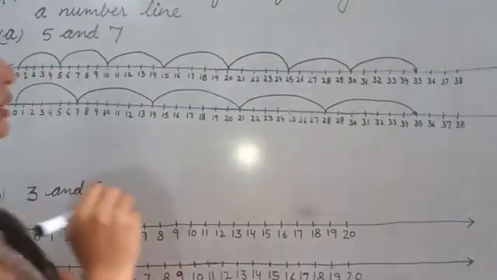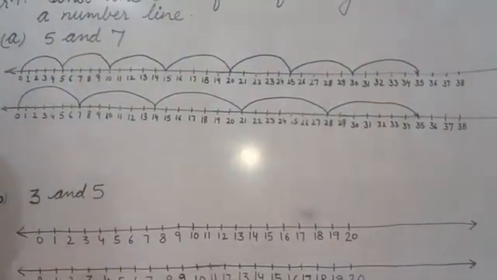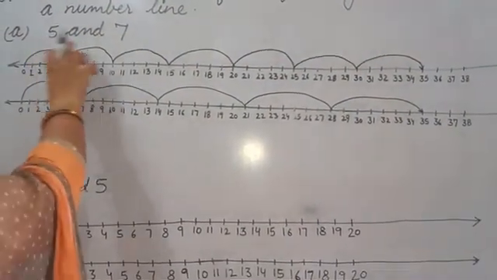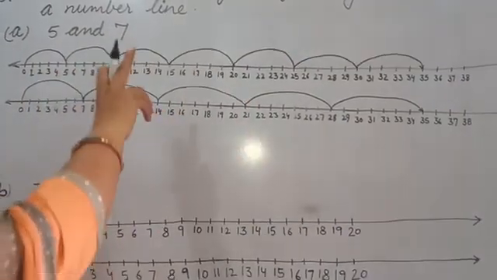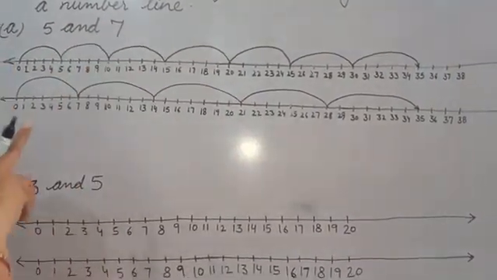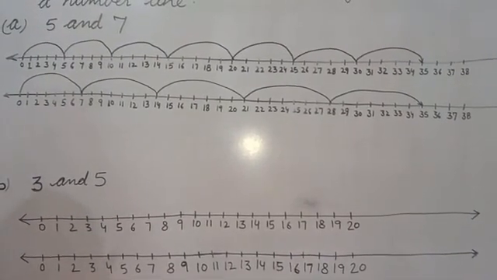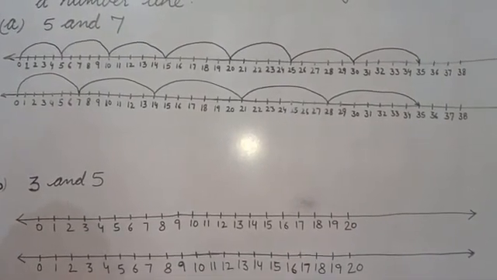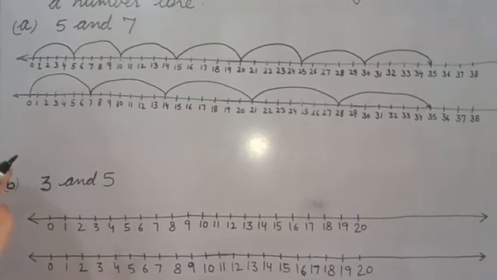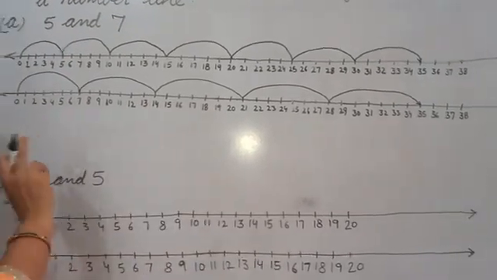Okay. So now we write. So both, you have to show the multiples of both numbers on the number line, because it is saying find the LCM on a number line. So like this you have to show on a number line and then you have to find the common.